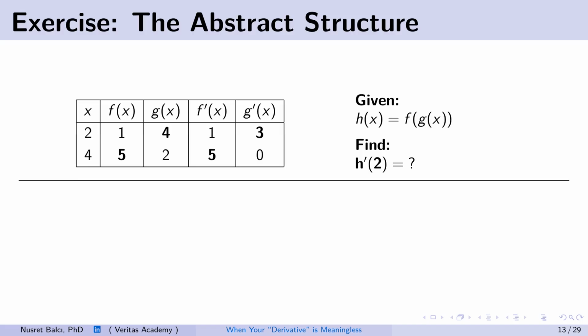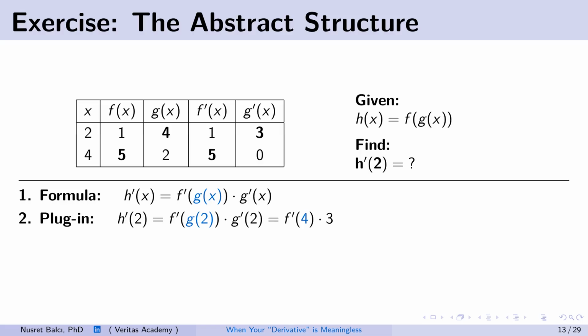Let's practice this with an abstract problem. We are given a table of values, and the function h equals f of g. We need to find h prime of 2. First, put the numbers aside. Write the structure using the chain rule. h prime of x equals f prime of g of x times g prime of x. Now, substitute 2 for x.